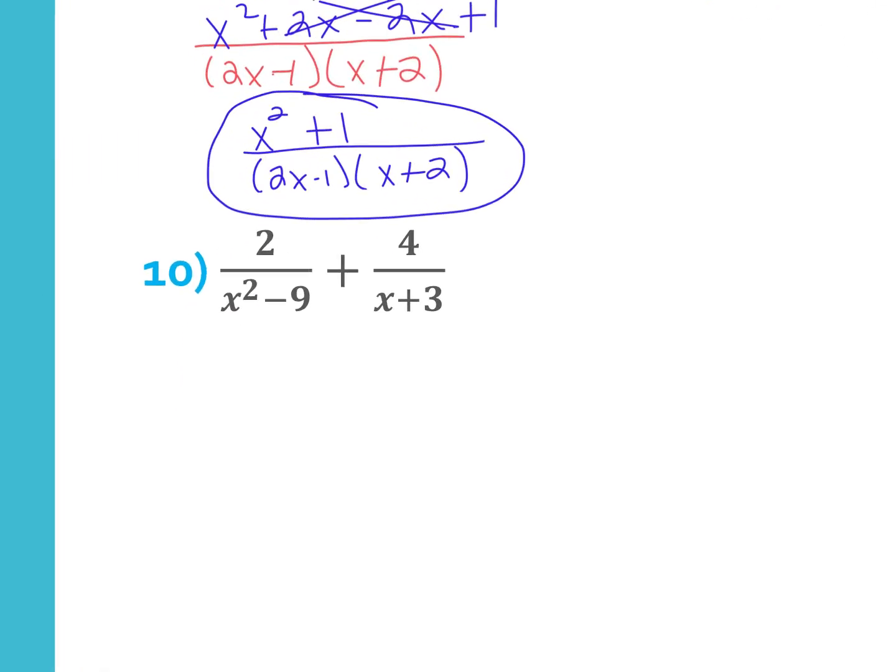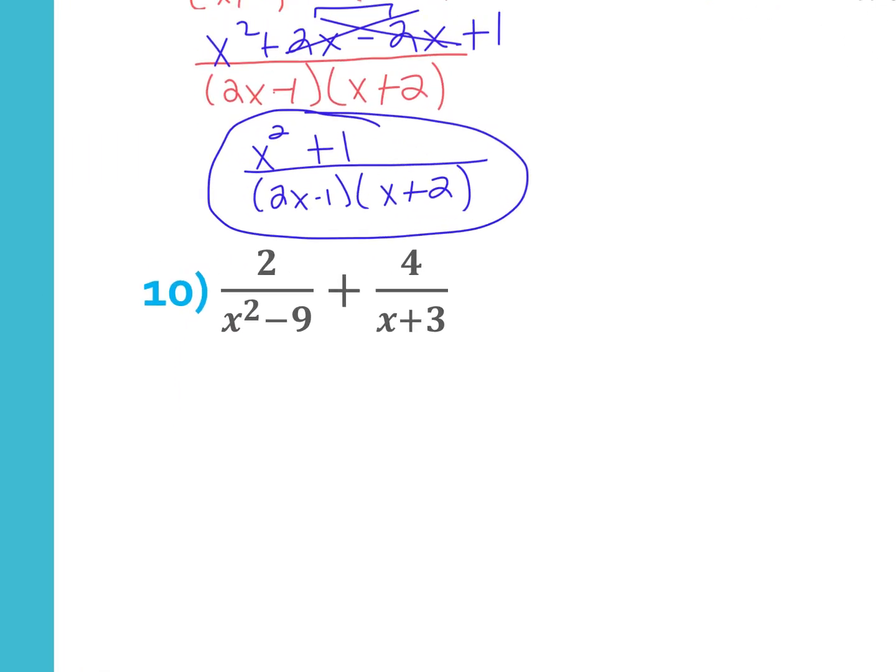All right, let's go down here to number 10. All right, let's talk about what we need to do. We got to put a little parenthesis around both of our denominators.